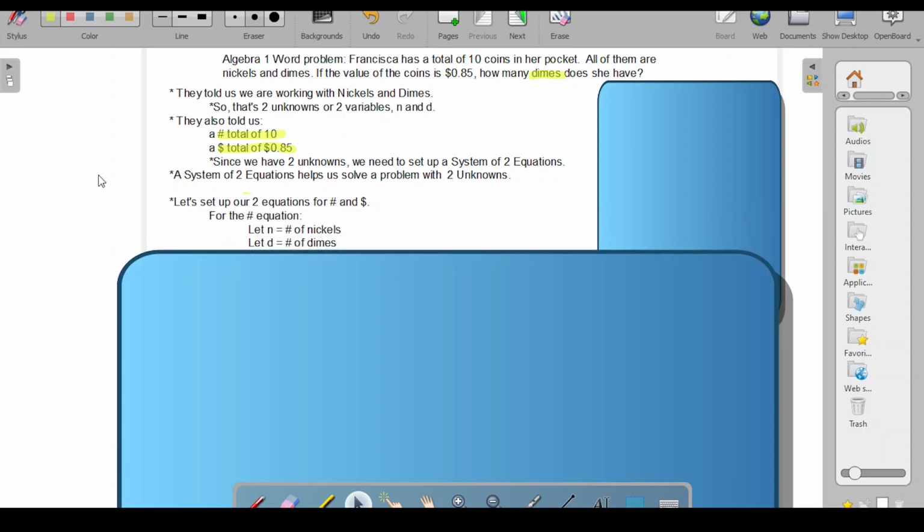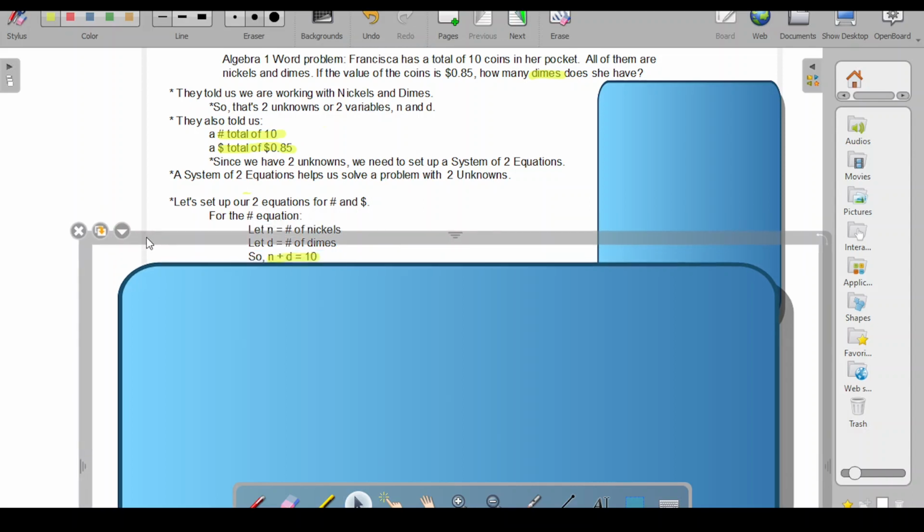And let D equal the number of dimes. How many dimes are in her pocket? So in our equations, wherever you see N, that represents a number of nickels. So if there's like 5 nickels in her pocket, then that's what N is representing. But we don't know yet what the actual number is, but we're just going to assign N to the number of nickels and D to the number of dimes.